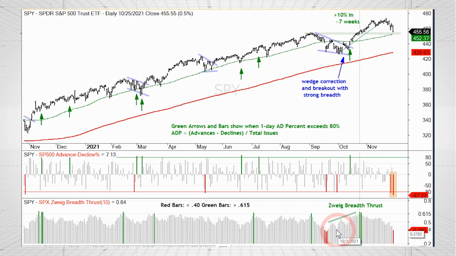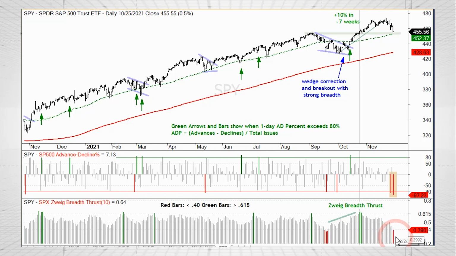And normally Zweig said you had to do this within 10 days, go from below 0.40 to above 0.615. I kind of relaxed the rules a little bit and said if it goes above 0.615 within 1 to 2 months, it's okay for me. But right now, we're below 0.40.